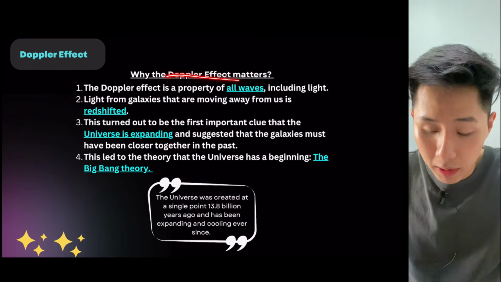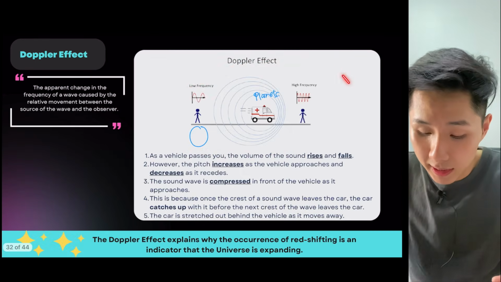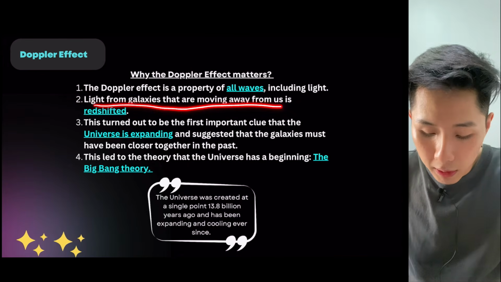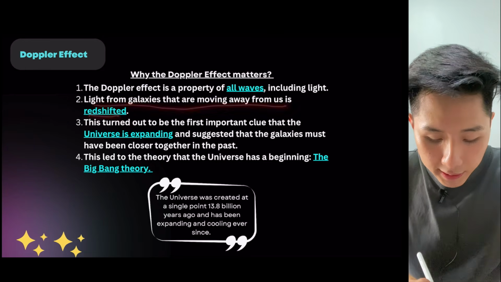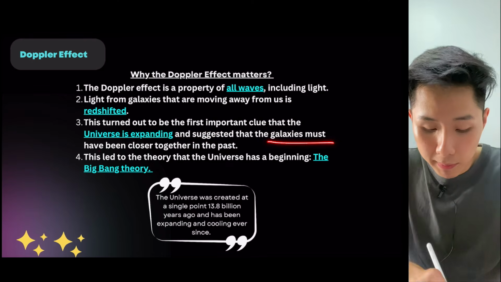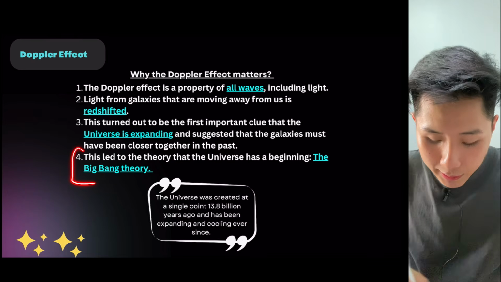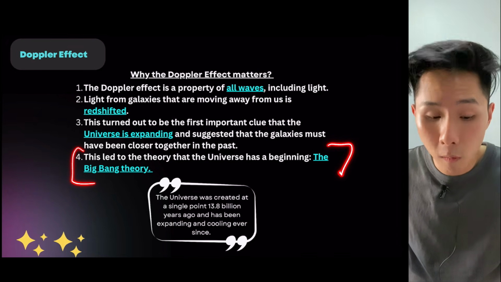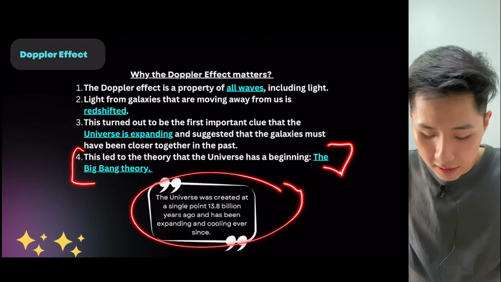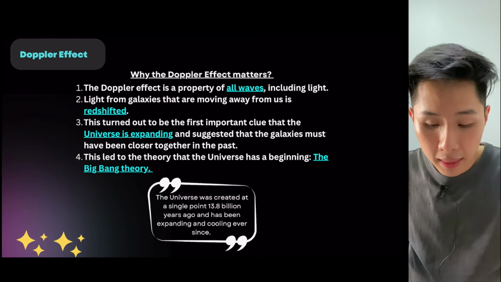So why does the Doppler effect matter? It's a property of all waves. What we investigated here is sound waves, but it also works for light waves. So light from galaxies that are moving away from us is redshifted. This turned out to be the first important clue that the universe is expanding, and suggests that the galaxies must have been closer together in the past. And this led us to the theory that the universe has a beginning, called the Big Bang theory. Scientists show that the universe could have been created at a single point 13.8 billion years ago.